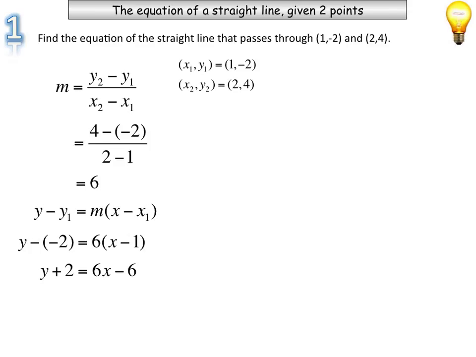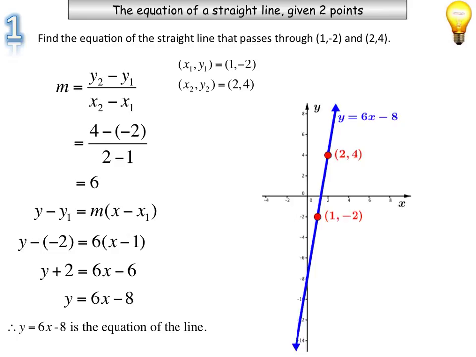And you've got 2 choices. You can either get it into gradient intercept form or write it in general form. I'm just going to write it as gradient intercept form for this particular one. So the equation of the line that goes through those 2 points is y equals 6x minus 8. So there's our 2 points, and a straight line that goes through both of those has that particular equation.